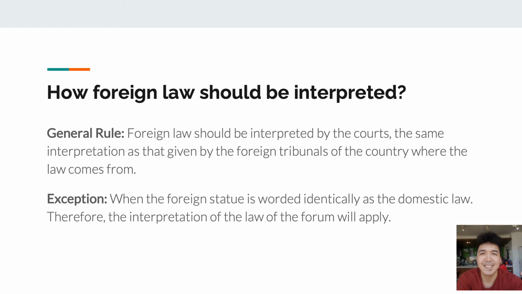Now, after proving and alleging a foreign law, how should foreign law be interpreted? The general rule is foreign law should be interpreted by the courts with the same interpretation as that given by the foreign tribunals of the country where the law comes from. Exception: when the foreign statute is worded identically as the domestic law, therefore, the interpretation of the law of the forum will apply.